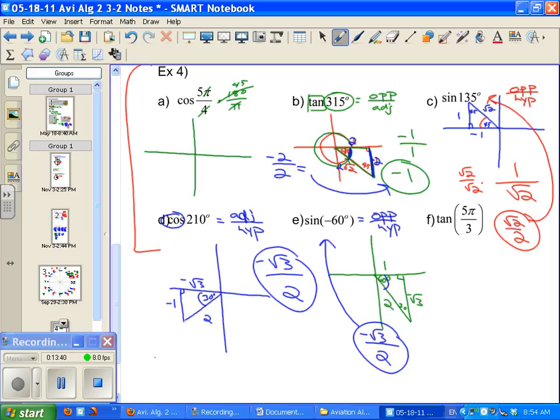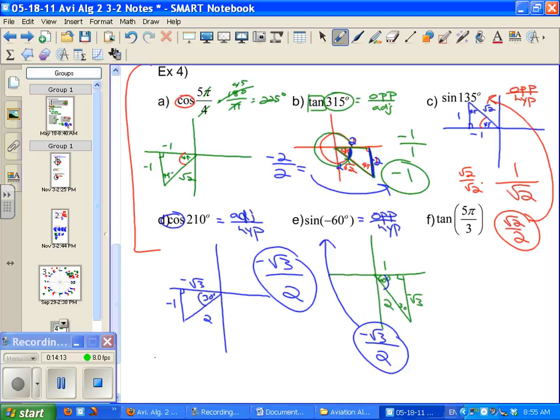Not in second. Third quadrant. So 90, another 90, so I'm at 180. And then how much past 180 do I have to go to get to 225? 45. So I have a 45, 45, 90. What should I use for my legs? 1. Hypotenuse? Square root of 2. Any of these negative? Both of the ones, because one's to the left and one's down. Okay, so here's my reference angle.